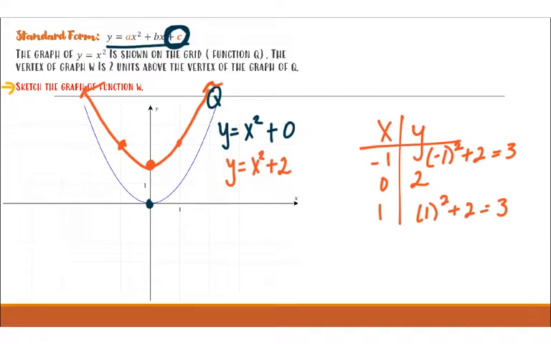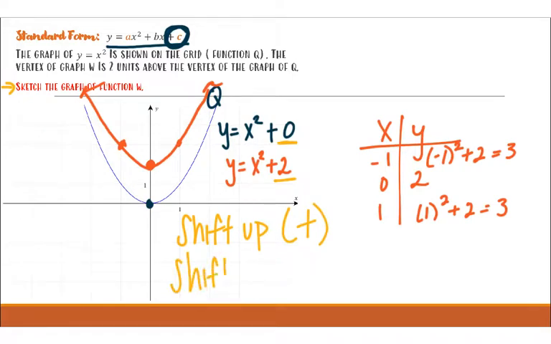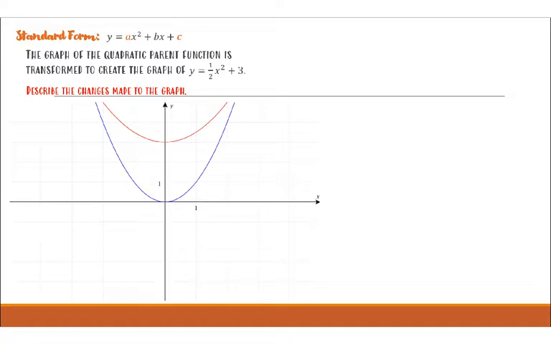All right, so changes to the C value, or the number that you are adding, or you could be subtracting, in the back, will make your graph shift up if you're adding a number, or if you're subtracting a number, your graph is going to shift down. All right, and let's move on to our third and final task.